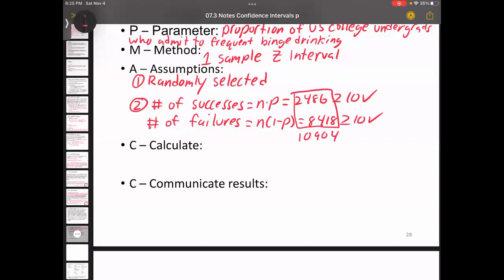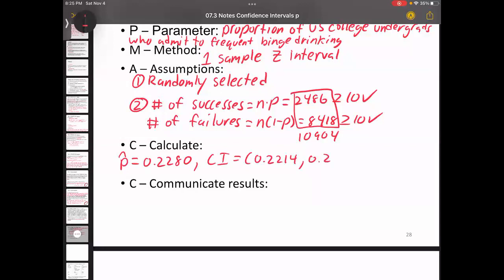Okay. So next is calculate. This is where you get your calculator out. You do one prop Z interval on either your Casio or Inspire or TI-84, whatever you have. And you get two things. One, you have p hat, which is 0.2280. And then the confidence interval that you'll get, and you might get a slightly different confidence interval because of some weird rounding things I've seen, but it should be these values. If it's very, very slightly off, in this case, it's totally okay.